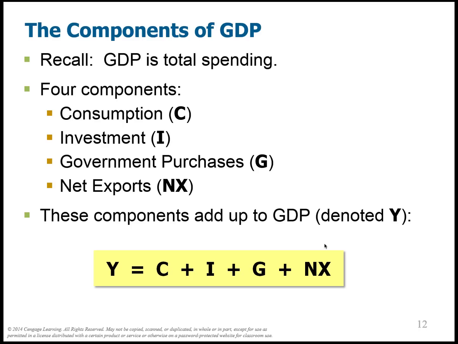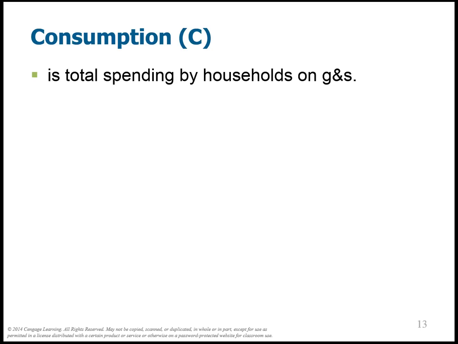The letter Y is used because really it stands for income, but the letter I is already used for investment, so it couldn't be used again. So now we're stuck with Y to mean GDP. Let's look at each of these individually. Consumption. It's total spending by households on goods and services.